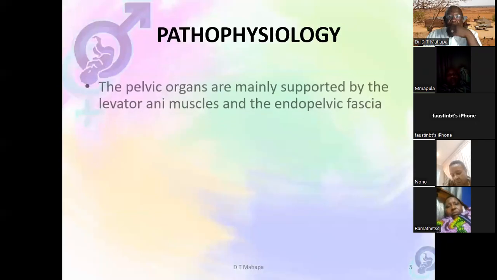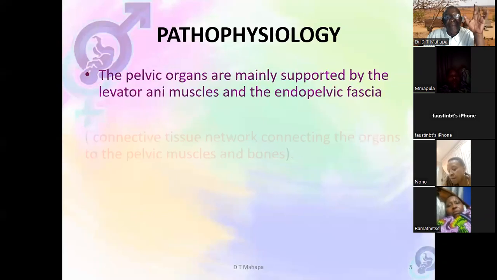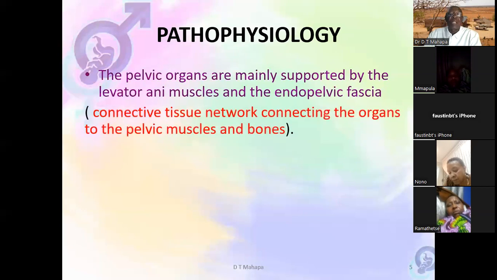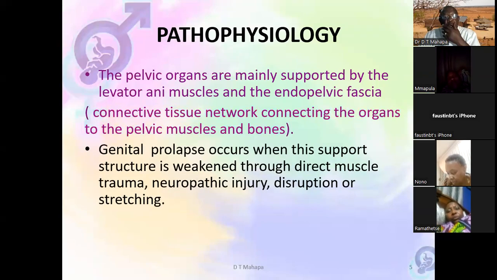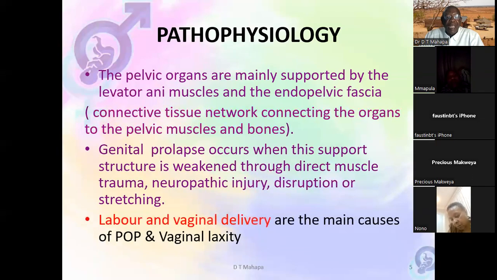What causes pelvic organ prolapse? The pathophysiology is that the pelvic organs like the uterus, the bladder, and the rectum are supported mainly by the muscles called levator ani and the endopelvic fascia. These are the muscles that support the pelvic organs. They are connected by connective tissues called fascia, which connect them and even connect them with the bone, which is the pelvic bone. When there is disruption or weakening of these connective tissues and muscles, that's when pelvic organ prolapse is going to occur.